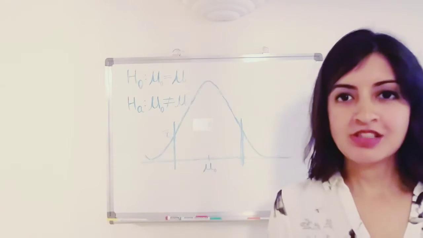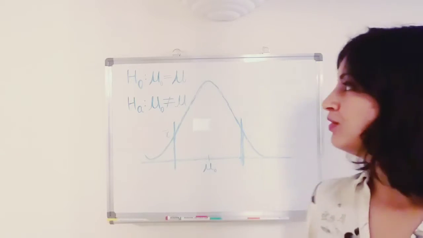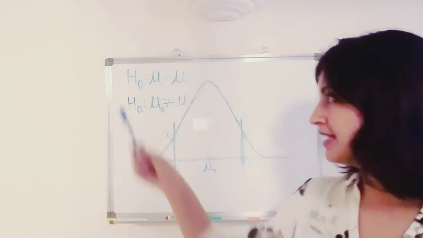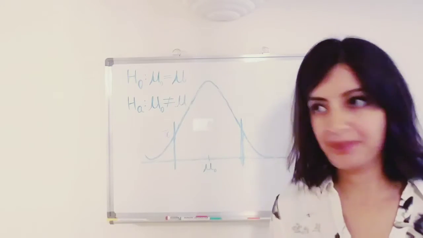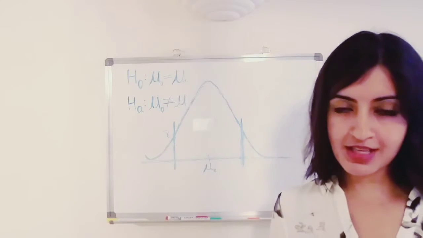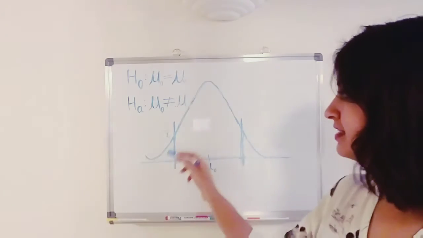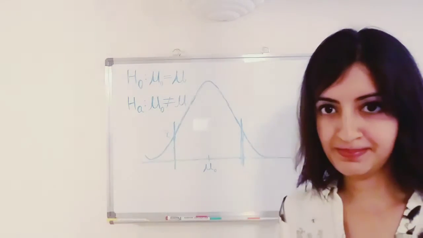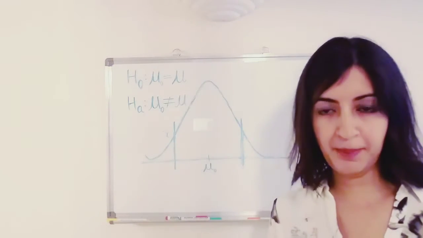Hi again. So let's take the concept of hypothesis testing a little further. Suppose the null hypothesis states that the hypothesized mean is equal to the actual mean, and the alternative hypothesis states that the hypothesized mean is not equal to the actual mean, right? So this is the curve of our sampling distribution, all right? And this here would be our hypothesized mean.